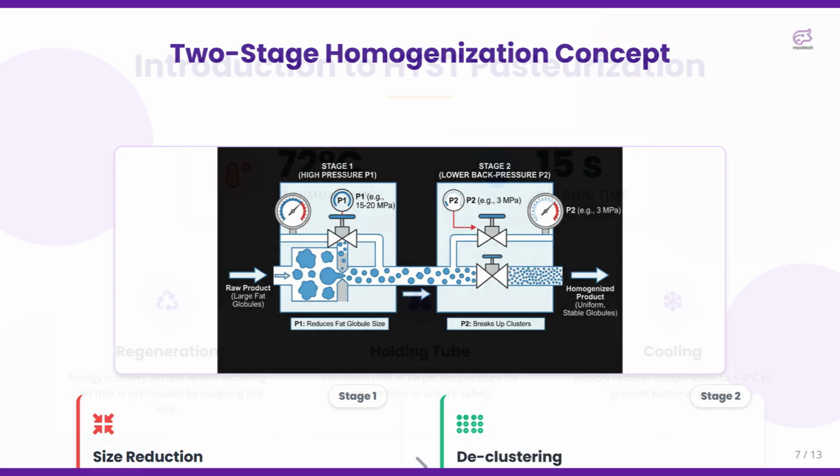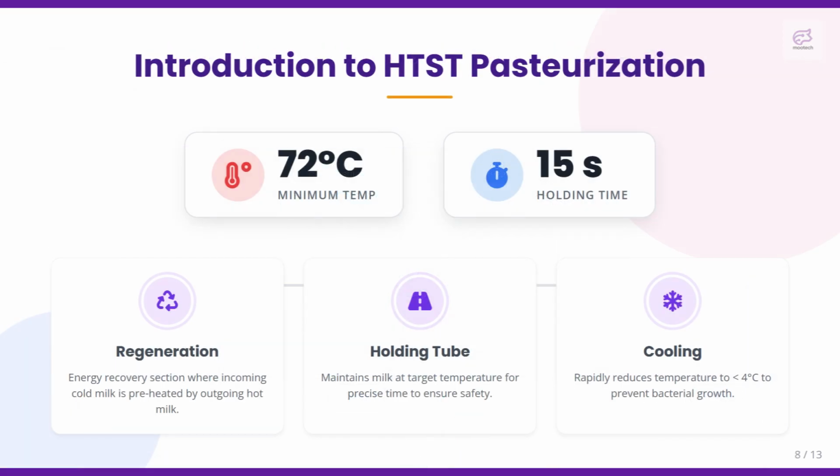We now move to Introduction to HTST pasteurization. HTST stands for High Temperature Short Time. The standard parameters are 72 degrees Celsius minimum temperature for 15 seconds holding time. The system includes regeneration section, incoming cold milk is preheated by outgoing hot milk; holding tube maintains milk at target temperature; cooling section rapidly reduces temperature below 4 degrees Celsius. HTST ensures microbial destruction while preserving quality.